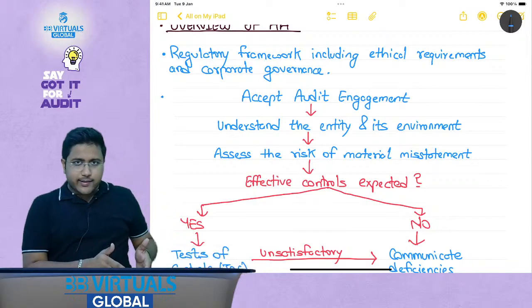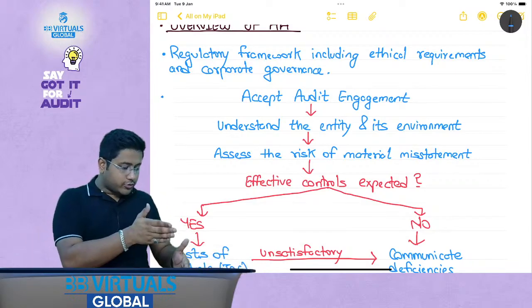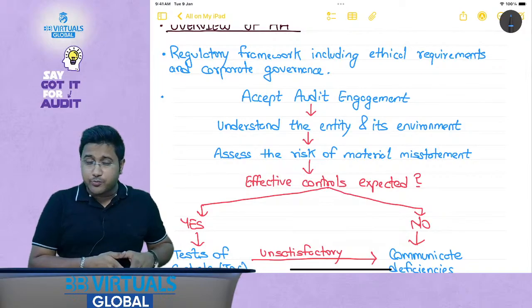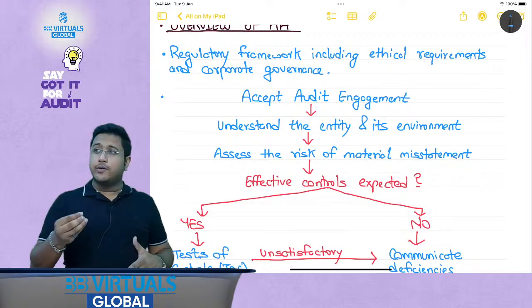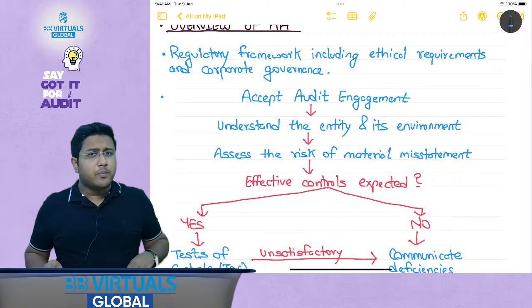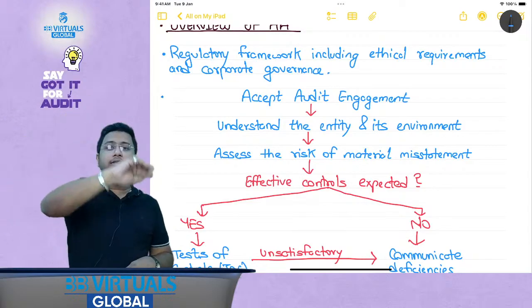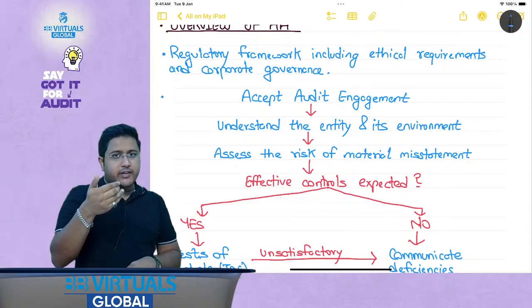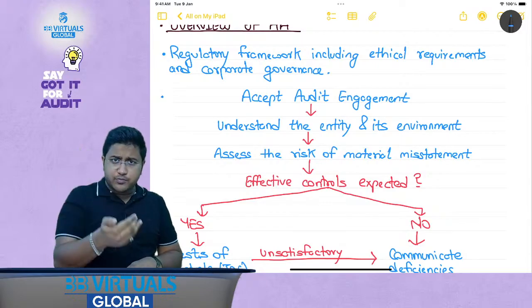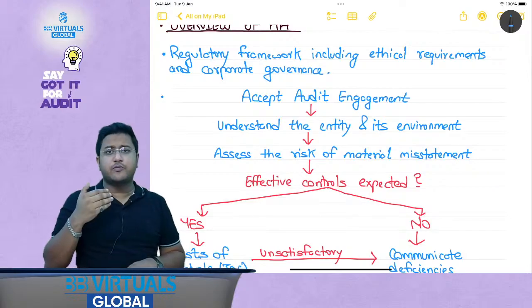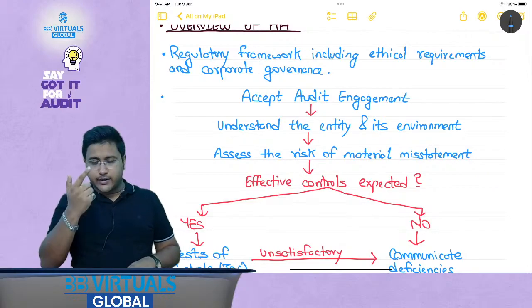Okay. Now you have decided that you will be accepting the audit. What you will have to do? You will have to design your audit procedures. To design your audit procedures, you will first of all have to understand the entity, because what works for an education giant might not work for a cement giant, right? Because every entity has different risk, every entity has different processes, so the audit procedures would also have to be different. And to decide those audit procedures, first of all we will have to understand the entity, right?